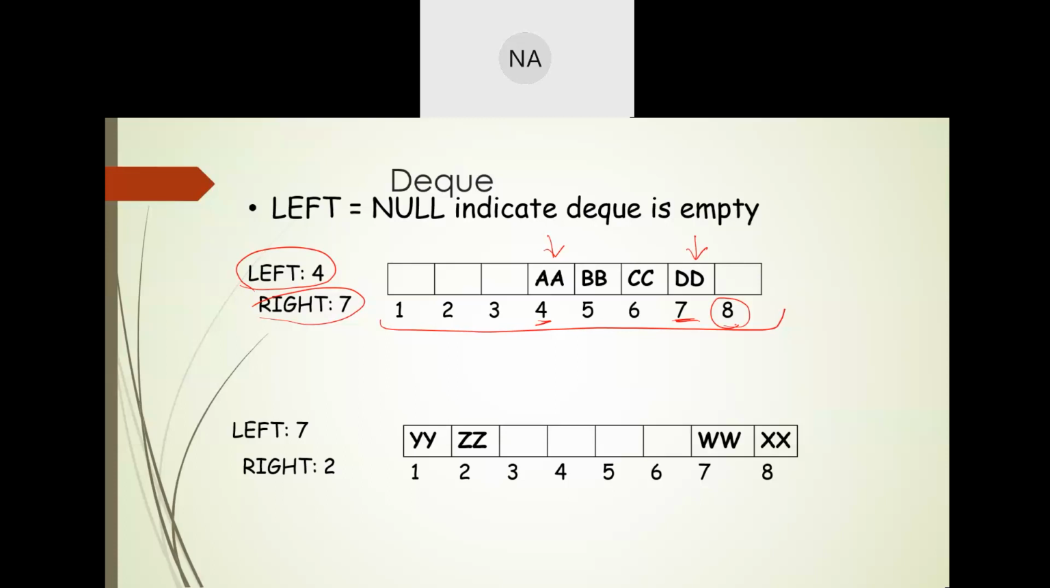Now another deck. Here the circular array size is 8. The left pointer is 7, and the right pointer is 2. We are assuming that this array is a circular array, that is, after the last index 8 we go to the first index 1.